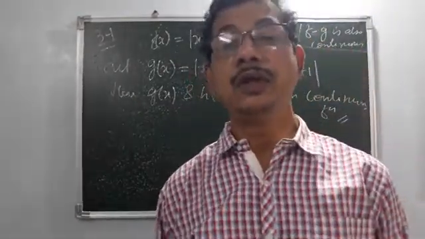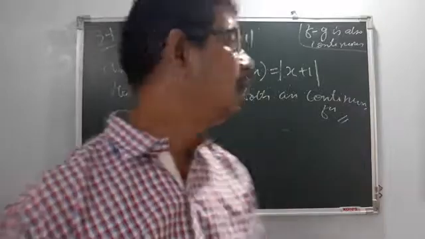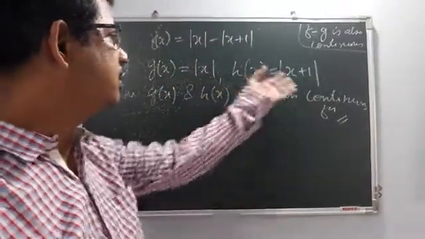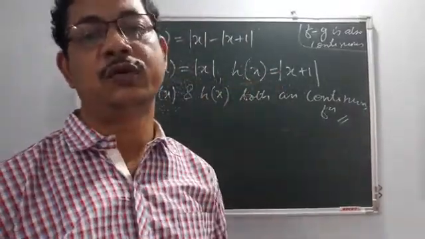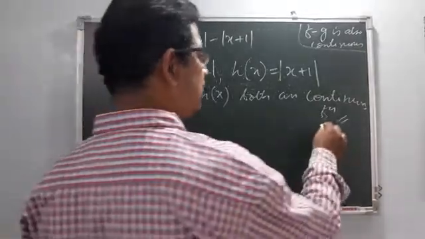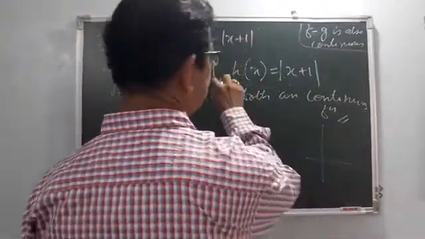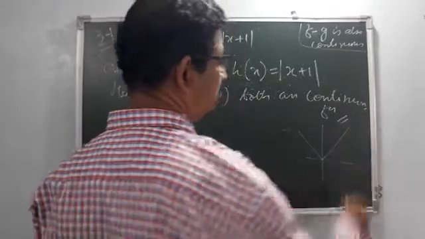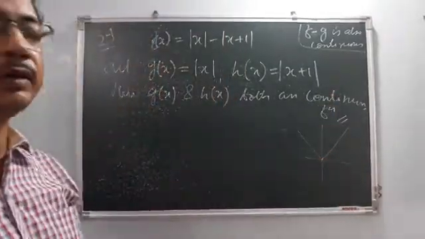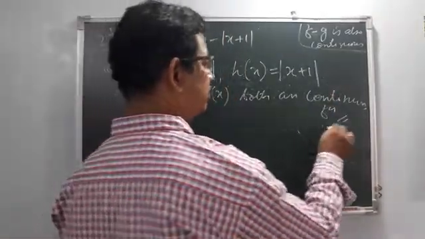Not able to take the derivative, that is called not differentiable. Here this is continuous, that is also continuous. Why? Because of the modulus function. We know the graph of modulus of x, it will be like that. You see, no break is there.